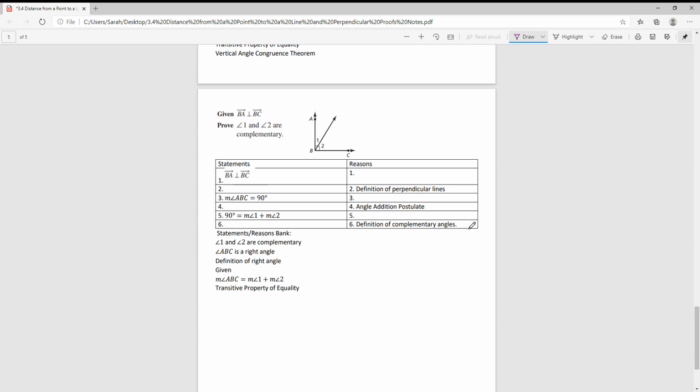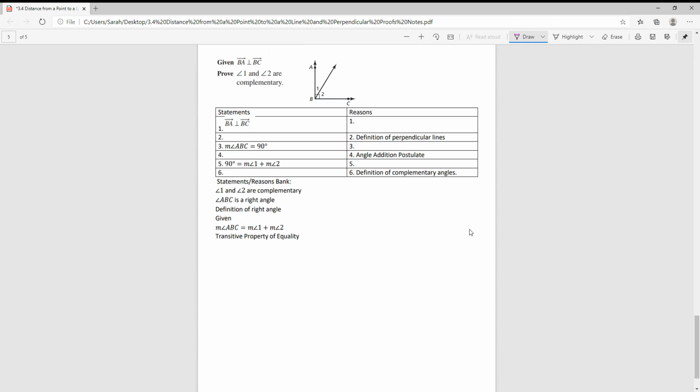Let's try one more shorter proof. This time we are given that ray, remember that's the ray symbol, BA, which is this one, is perpendicular to ray BC, which is this one. They want us to prove that angle 1 and angle 2 are complementary. So first off, they say ray BA is perpendicular to ray BC. That was given to us, so my first reason is just given.